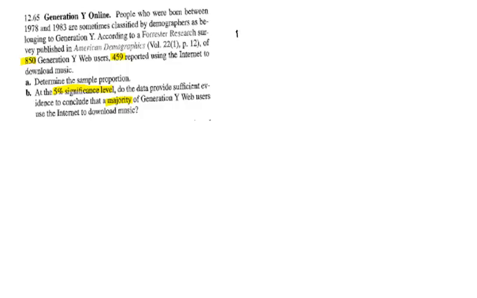So our H naught and our H1, and we're going to say that pi is greater than 0.5, or half, would be majority, and then our null hypothesis is going to be pi is less than or equal to 0.5.